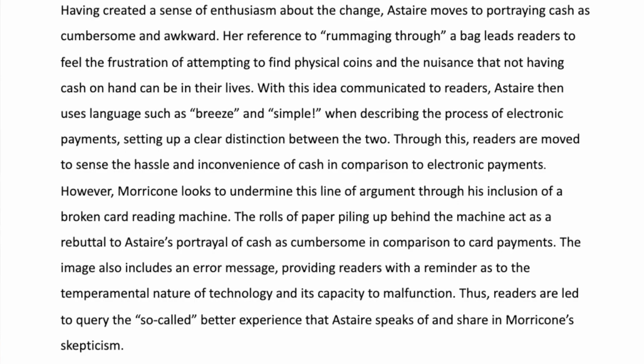Notice how it then makes sure that it moves to this last sentence to really ensure that it's got to the impact, because as important as it is for you to be able to identify the arguments and the things that the writer has done, and as important as it is to include quotes and really great things like that, what the task is really all about is that impact on the reader. So let's take a look at this sentence as a way of seeing how it always makes sure it gets back to what's most important. Through this, readers are moved to sense the hassle and inconvenience of cash in comparison to electronic payments.